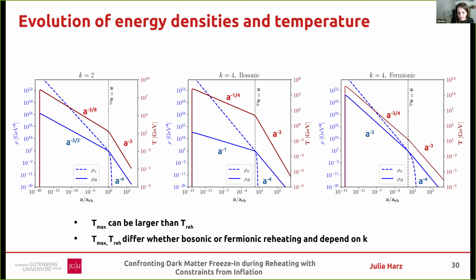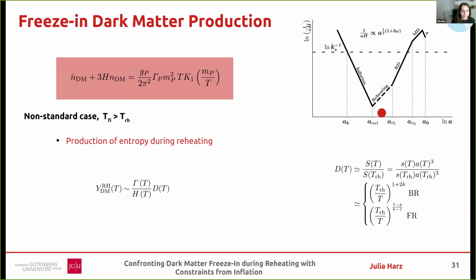Okay, so what are the takeaway messages here? First, obviously the Tmax here can be larger than the reheating temperature. And the reheating temperature and Tmax differ depending on whether we have fermionic or bosonic reheating and on the reheating potential. So what I just said: now we basically have the freeze-in production during the reheating time. And as I already spoiled, there are two effects that will change the normal freeze-in production, as it would happen during normal radiation domination.